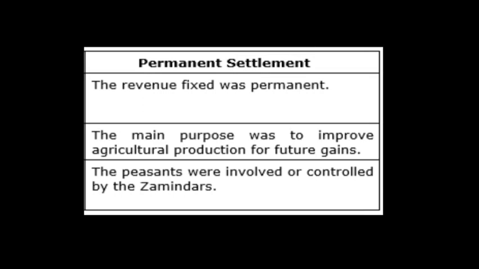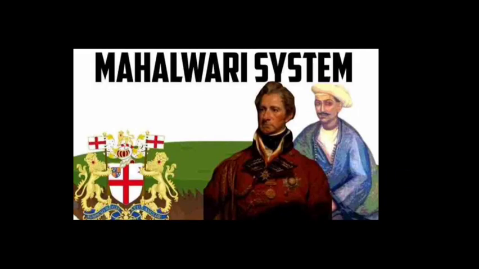Next we have the Mahalwari system. It was introduced in the regions of Uttar Pradesh, parts of Madhya Pradesh and Punjab. In these three territories, this Mahalwari system was introduced, and it was very different from the permanent settlement, because in the Mahalwari system, two or three groups of villages would club together, and revenue was collected accordingly. But in the permanent settlement, a single peasant, whoever it may be, had to pay the rent or revenue or tax. But in the Mahalwari system, what happened?